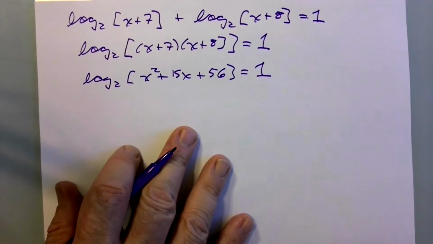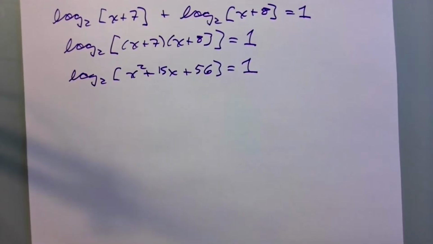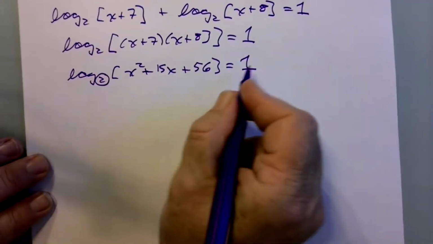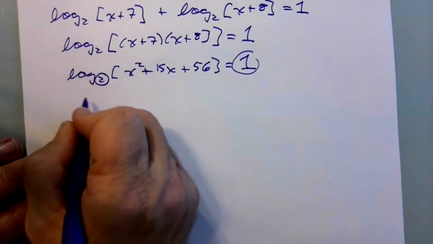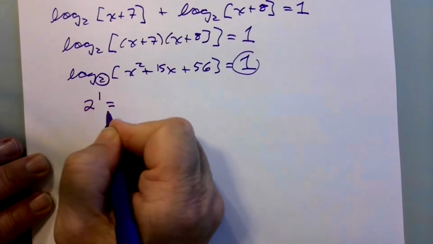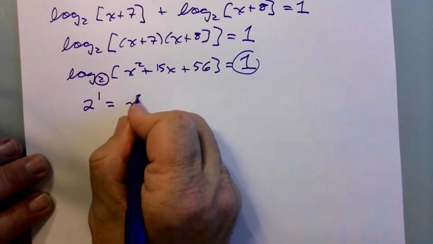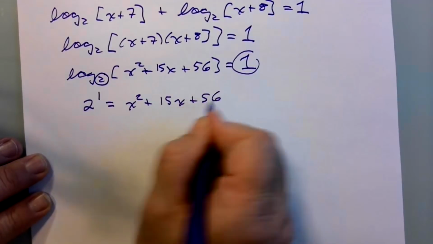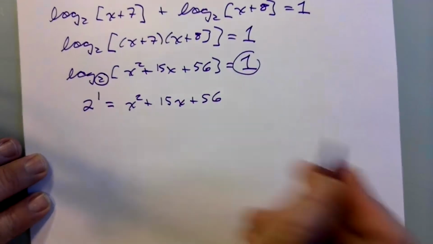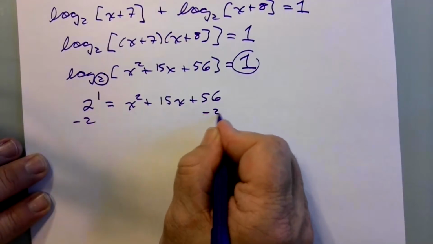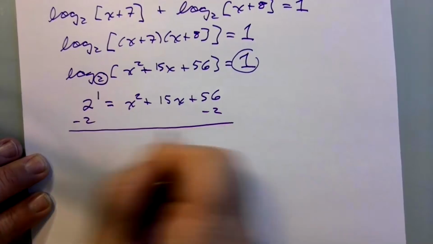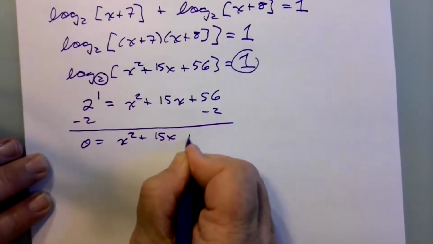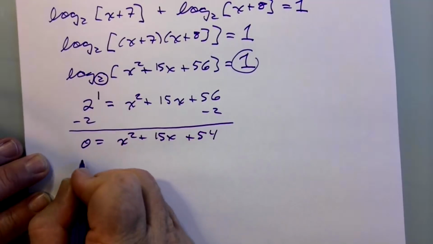Now, what do we do next? We think of the base of our logarithm. The base of our logarithm is 2. 2 to the first power equals all of this. 2 to the first power is x squared plus 15x plus 56. 2 to the first power is just 2. Let's subtract 2 from both sides. We get 0 is x squared plus 15x plus 54.